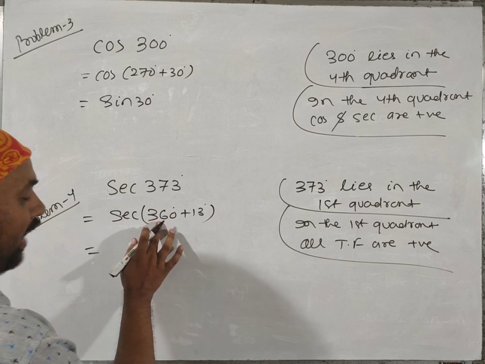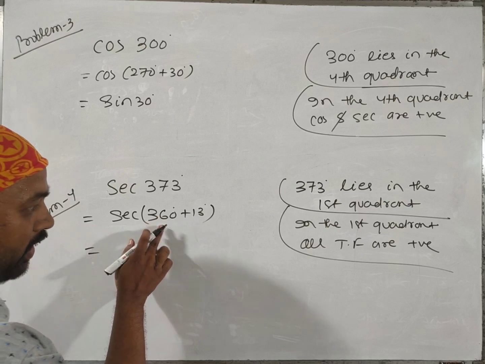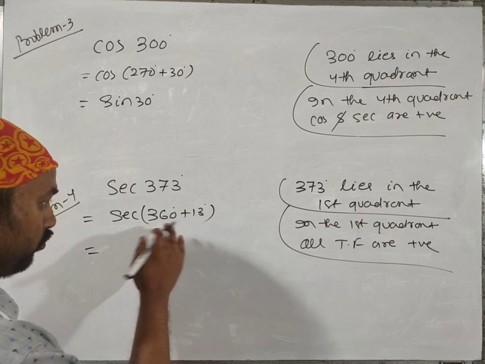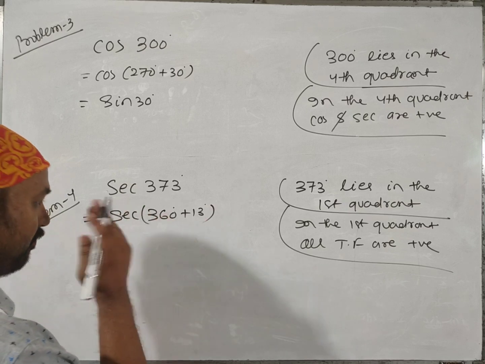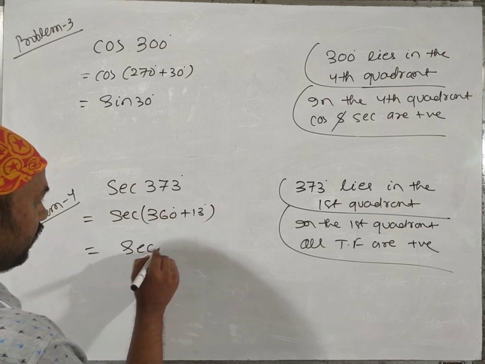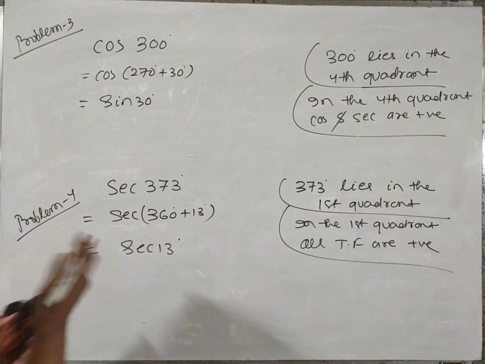As it is an even multiple of 90 degree, 360 degree being 90 degree into 4, sec will not be changed. Rule 2 is applied. So it is sec 13 degree, and all the trigonometric functions are positive in the first quadrant, so it will be positive.